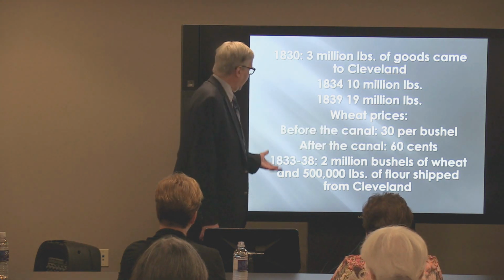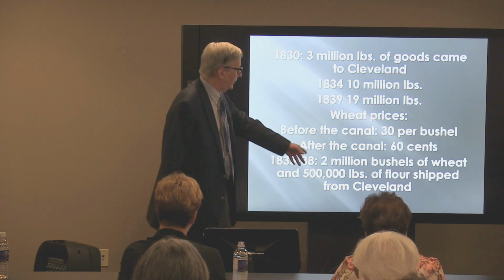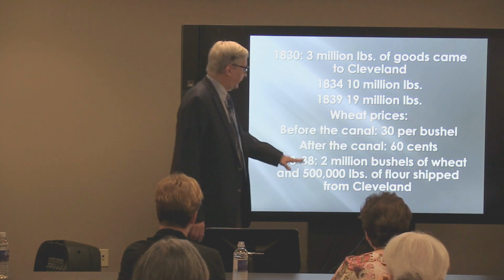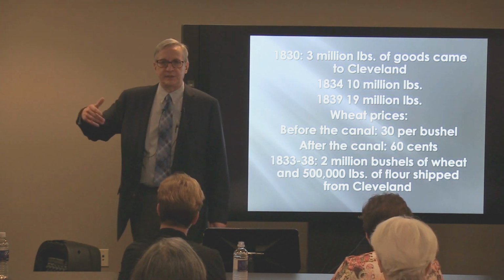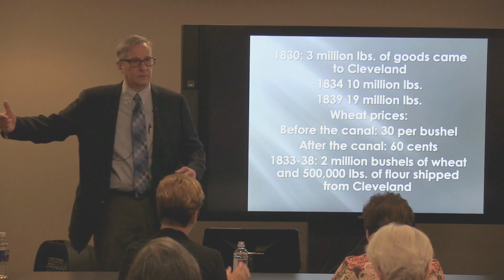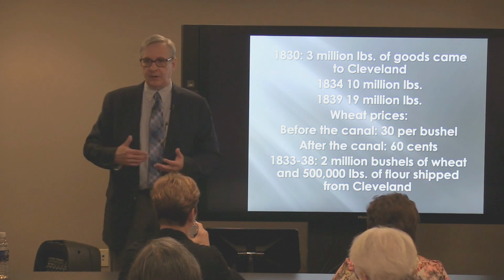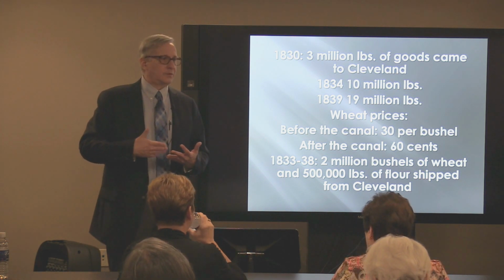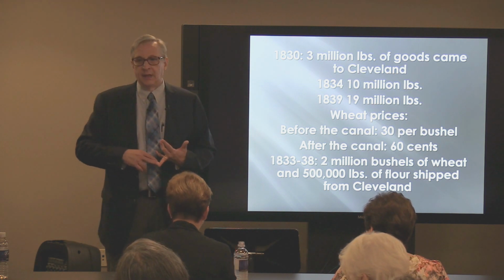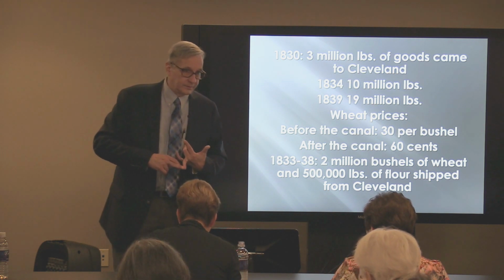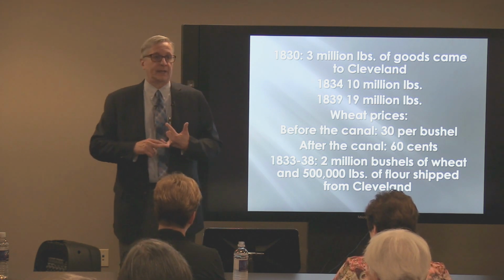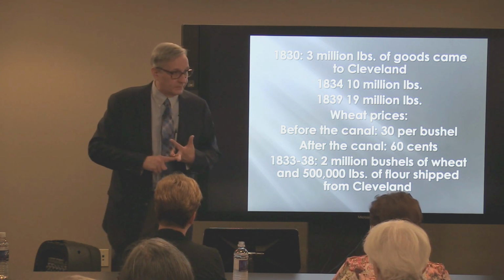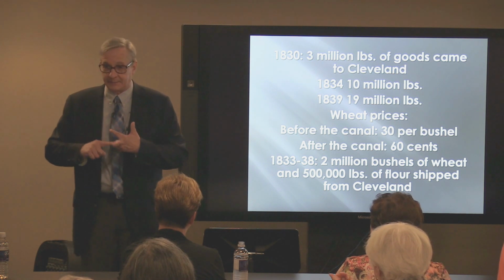Okay. In 1833 to 38, there were 2 million bushels of wheat and 500,000 pounds of flour that were shipped through Cleveland. What happened is that the industries that were spin-offs from the canal were just as important as the canal. Not only was it shipping, but also most of the time you had to create a granary in order to mill the flour. Several mills were created in Cleveland, which milled the grain into flour. The flour was put into barrels. The barrels have to be made. Somebody has to make the barrels.